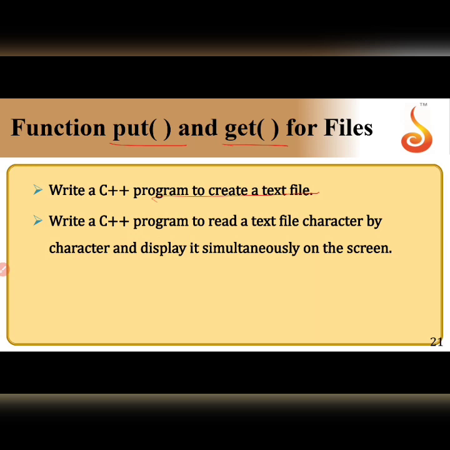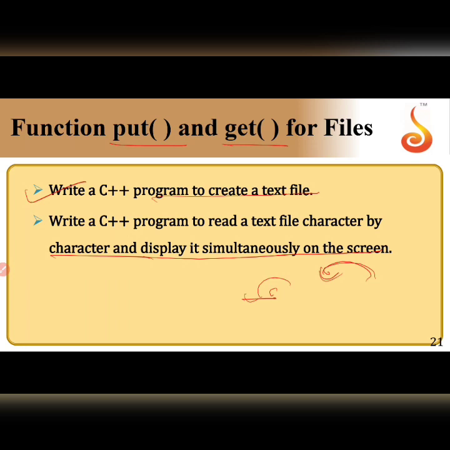And what is the second program? Second program is to read a text file character by character and display it simultaneously on the screen. Means once you read one character, it has to be immediately displayed on the screen. Like you read one from the file and you display it. That way, reading and writing should happen simultaneously. Like you read and write, then again fetch and write. So, this is what you are going to do.